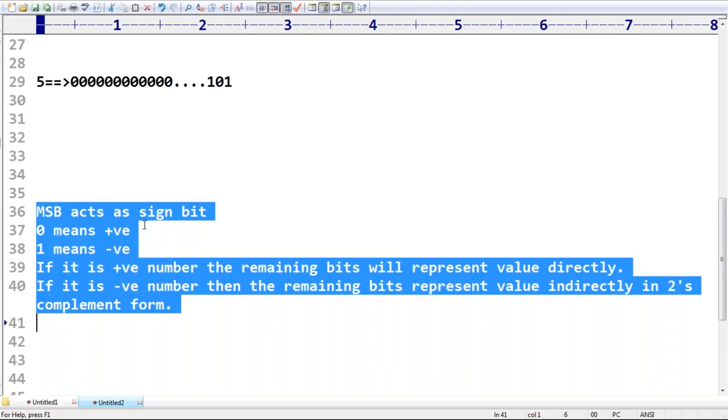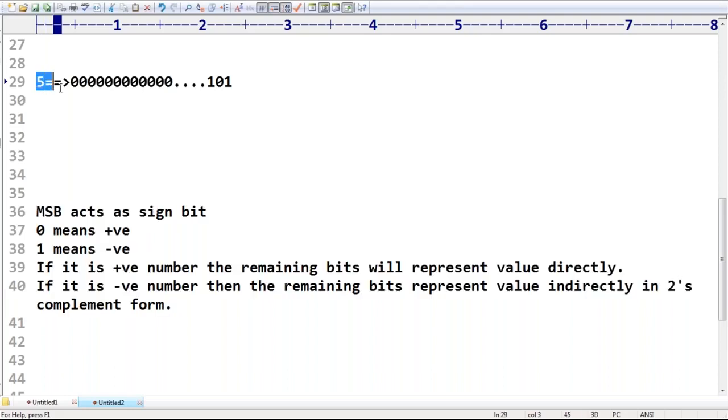Now, with this knowledge, let me talk about how you can get -6. Very simple, sir. 5 in the memory, how is it going to be represented? The most significant bit is 0, and if it is a positive number, the remaining bits will represent the value directly. 0 0 0 0 0 and so on, 1 0 1. 1 0 1 means 5.